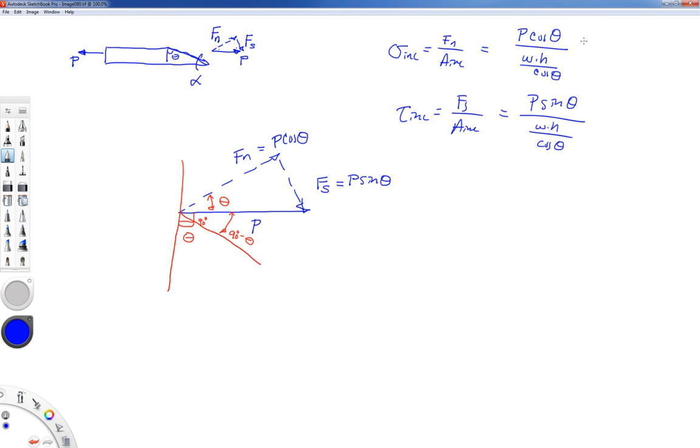So if we look at this sigma equation, we have P. If we flip the cosine theta up there, now we got a cosine squared theta, and we have a W times H. What is the area of the cross section? For the shearing stress, we'd have P sine theta cosine theta divided by the area of the cross section.